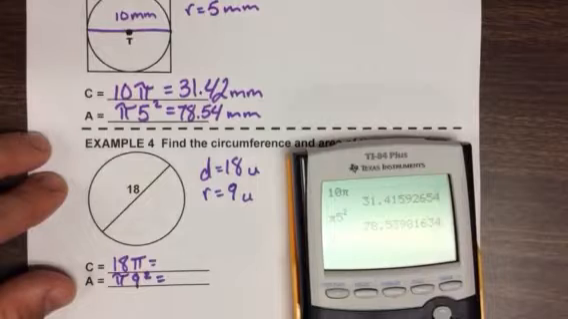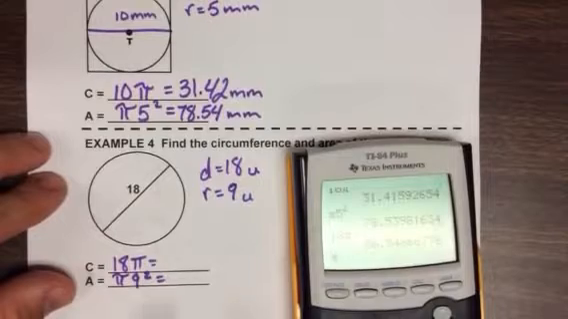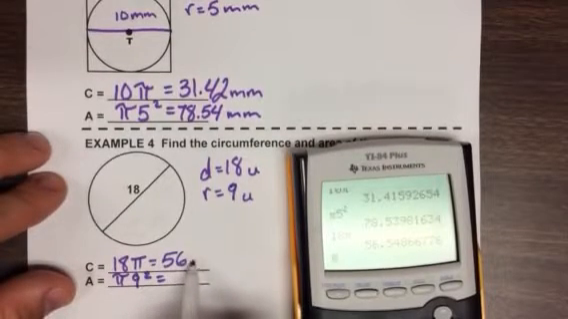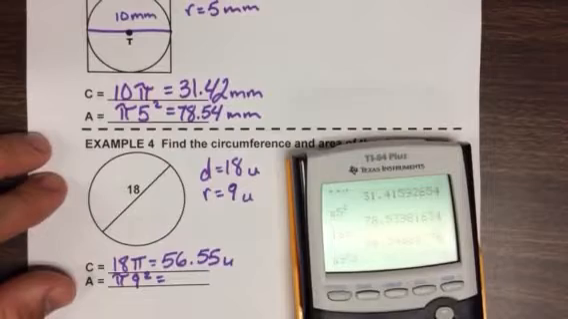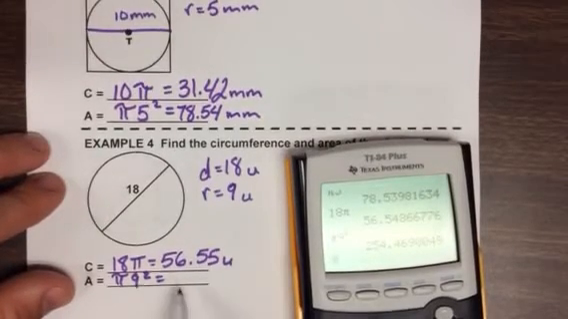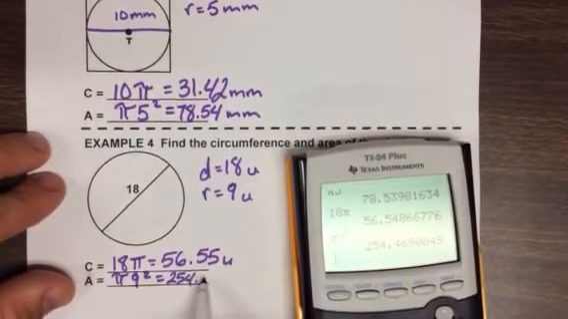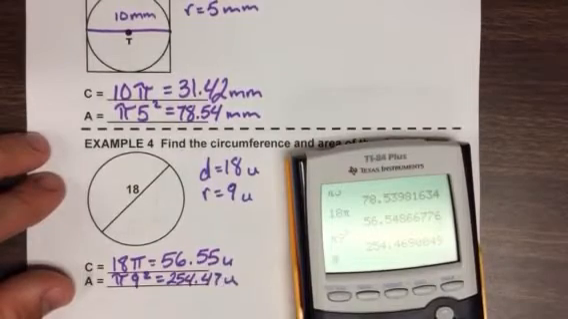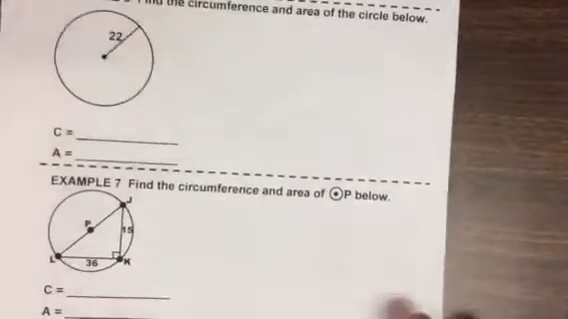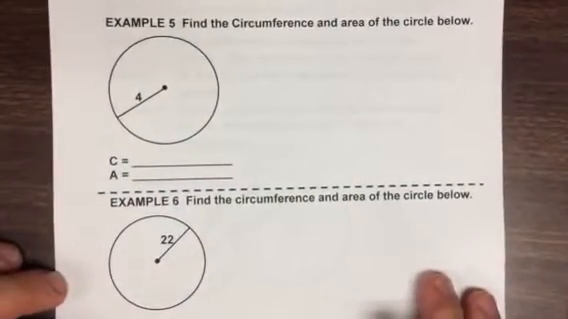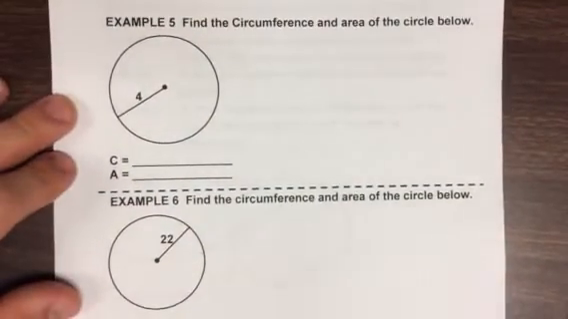So head to the calculator, 18 pi. 56.55 units, and pi r squared, 254.47 units. Moving on, I want you to try example 5 and example 6 on your own. Take this time to pause the video and work through them, and then check your answers.